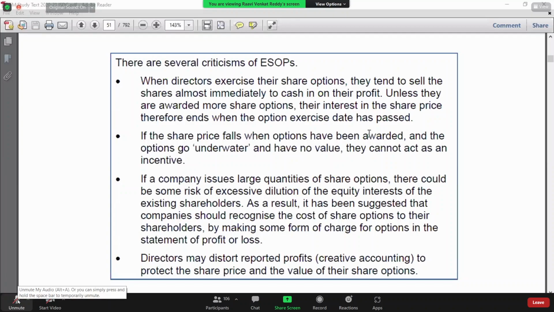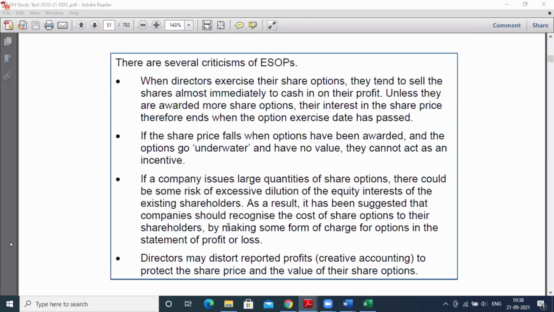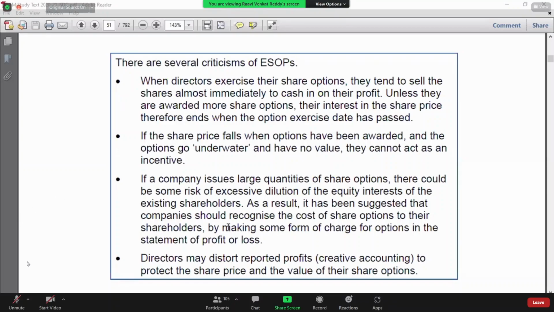So that's why it has been suggested that the company should recognize the cost of share options to their shareholders by making some form of charge for options in the statement of profit and loss. It means that it is always preferred to charge for the share option in the statement of P&L account.